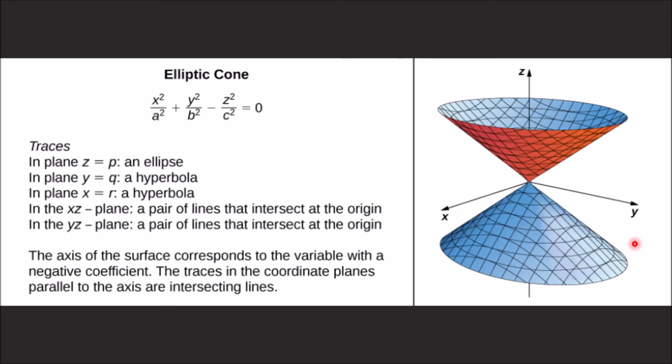Fourth is the elliptic cone, which has form x squared over a squared plus y squared over b squared minus z squared over c squared is equal to 0. Again, notice that you have two positive variables and one negative. The axis is the axis that corresponds to the negative variable.